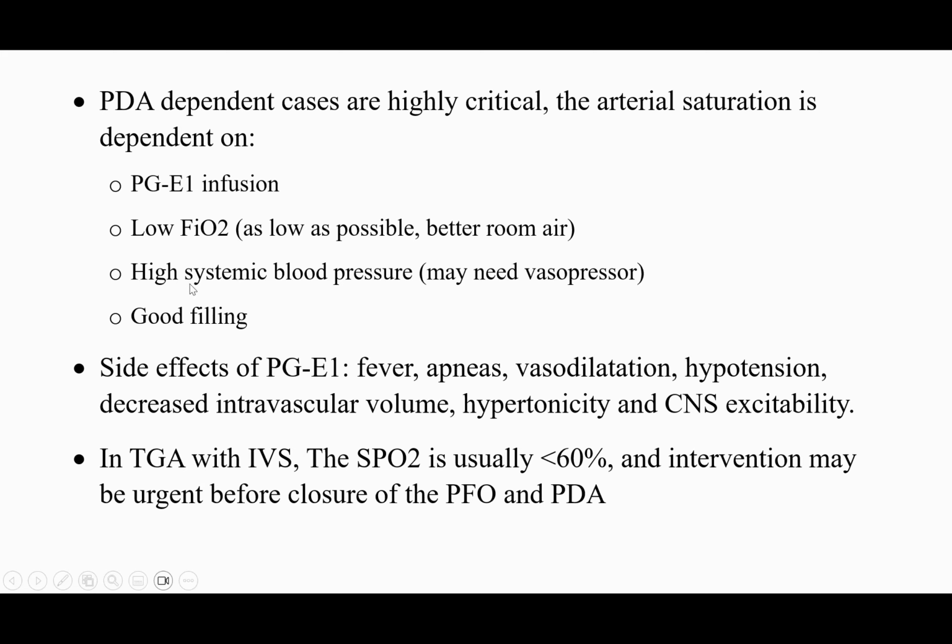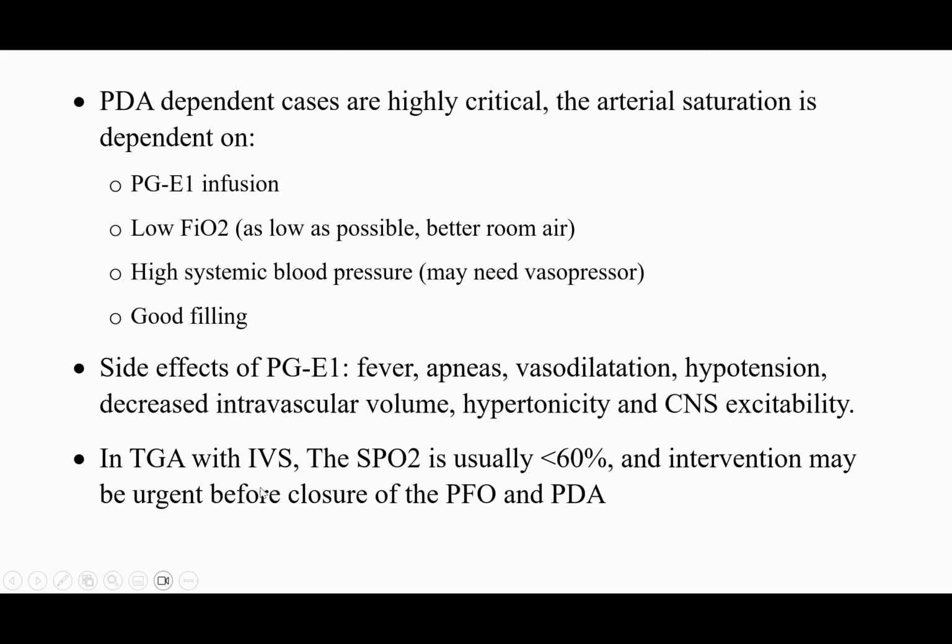After birth, the patient is exposed to the atmospheric oxygen, which is higher than the oxygen tension in the blood of the mother. So the PDA closes. So we have to avoid this high oxygen content reaching the PDA. Side effects of prostaglandin E2 are fever, apneas, vasodilatation, hypotension, decreased intravascular volume, tissue edema, hypertonicity, and CNS excitability.